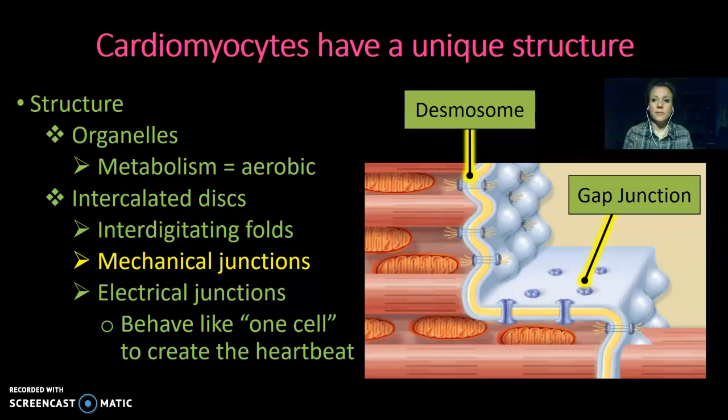And then we also have electrical junctions, which are called gap junctions. The gap junctions are these tiny little tunnels that are going to allow ions to flow from one cell to the next without interruption, so that you have swift, efficient communication, and all of these cardiomyocytes are going to communicate with each other so well. They're almost acting as if they are one cell, as if only one cell makes up the heart. So that's the importance of these gap junctions.